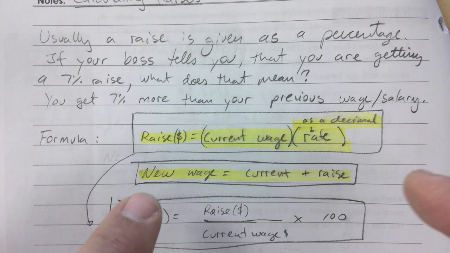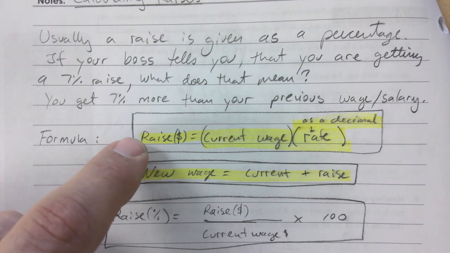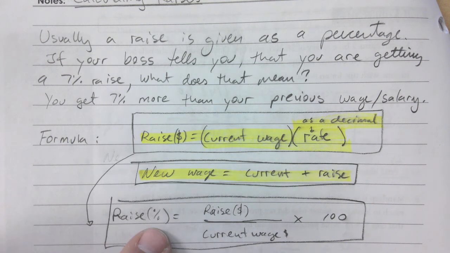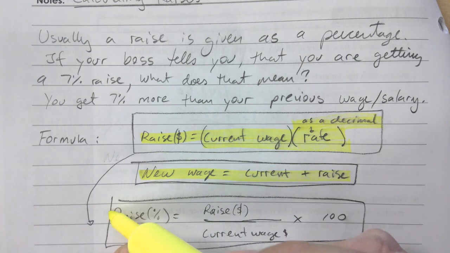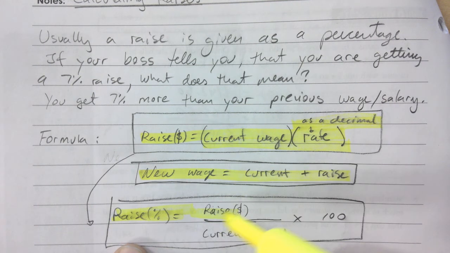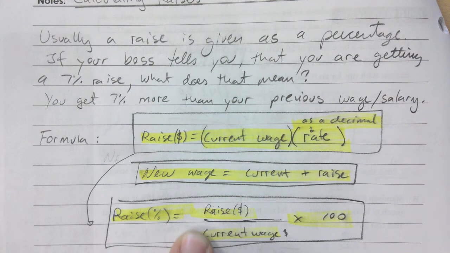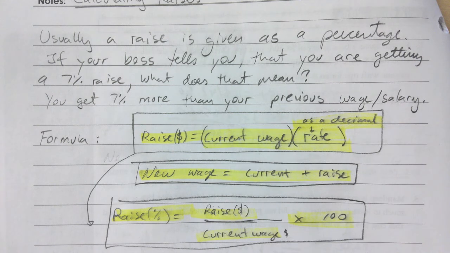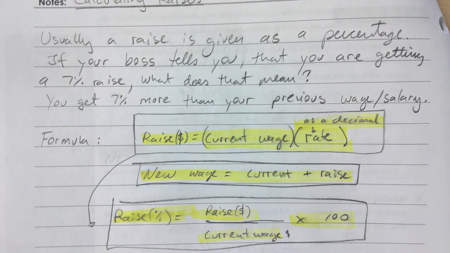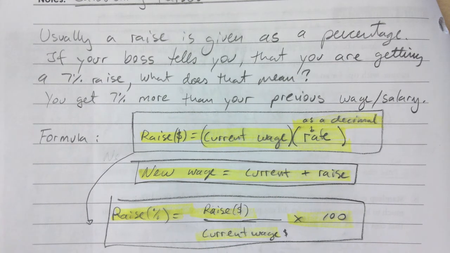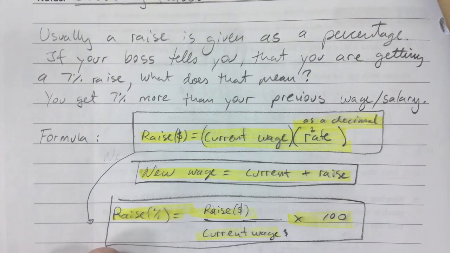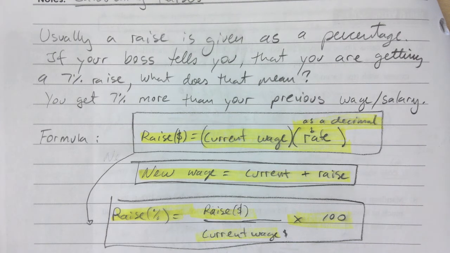If you want the raise as a percentage, right? If I ever ask you, hey, what would that raise have been as a percentage? Then you take the raise divided by current wage, multiply by 100, and that's how you get it, okay? That's all I'm going to say with regards to that. And I will talk about that more tomorrow when we do the examples, okay? For now, okay?